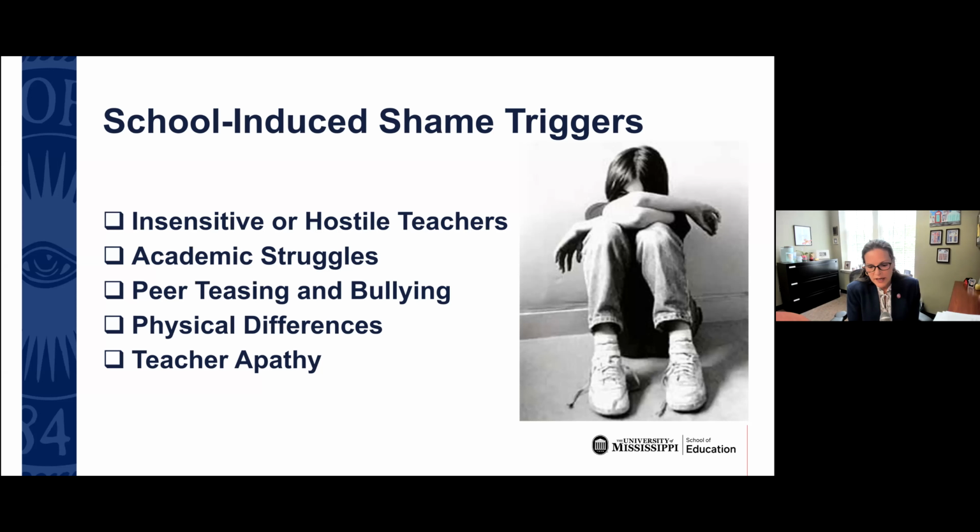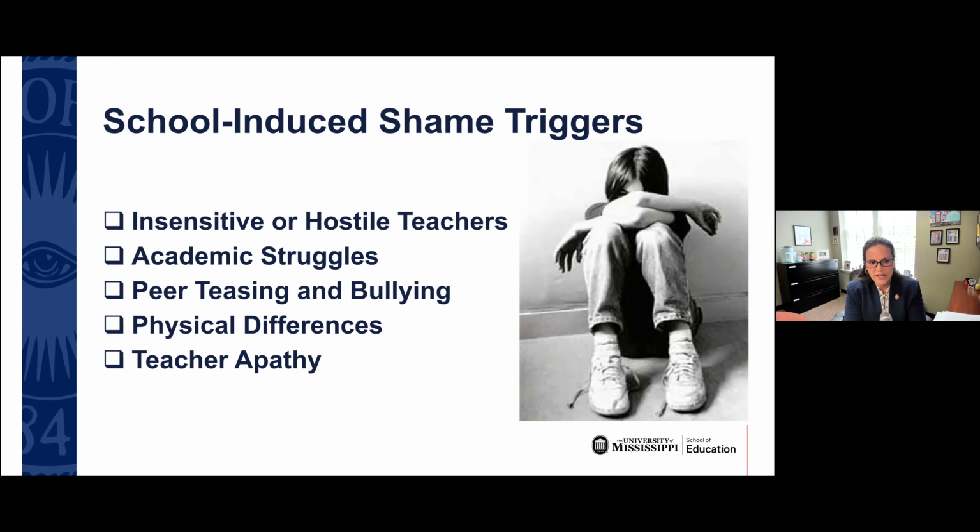And the first one is very disturbing. It's insensitive or hostile teachers. This is the number one reported trigger of shame for children in a school setting. And that is very disturbing, particularly in my role as someone who works in an institution that's training people to be teachers. We want to make sure that not only are we recruiting the right people to the profession, people that have the right dispositions to work with children and the right skills and knowledge to work with children, but how are we training them to deal with the emotional aspects of children and what they need in the school setting. So insensitive or hostile teachers is the number one reported trigger of school-induced shame.